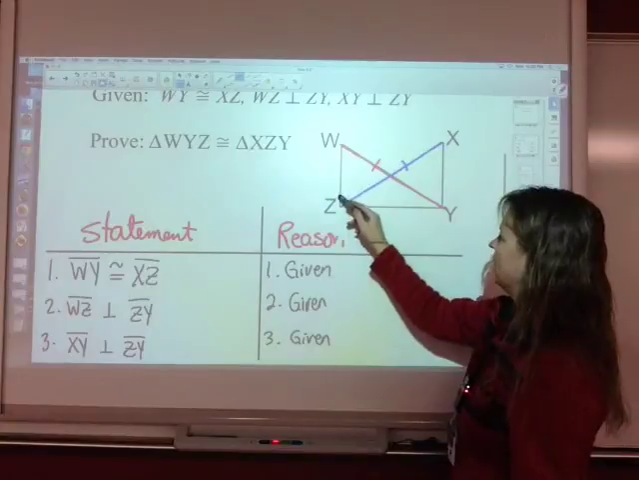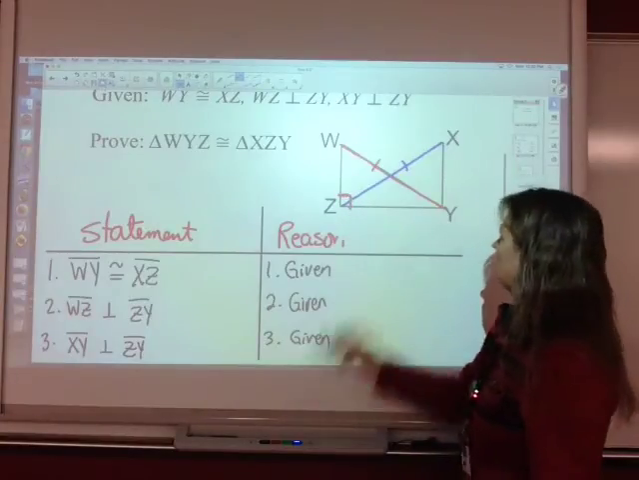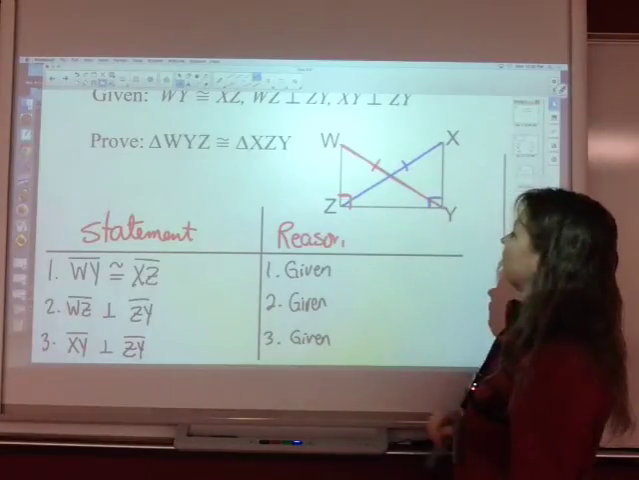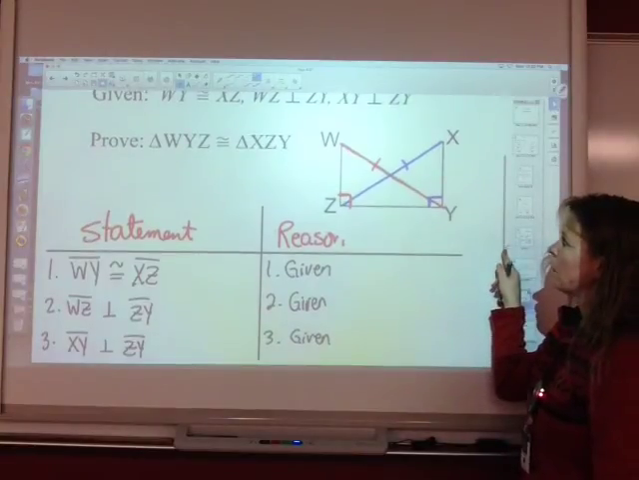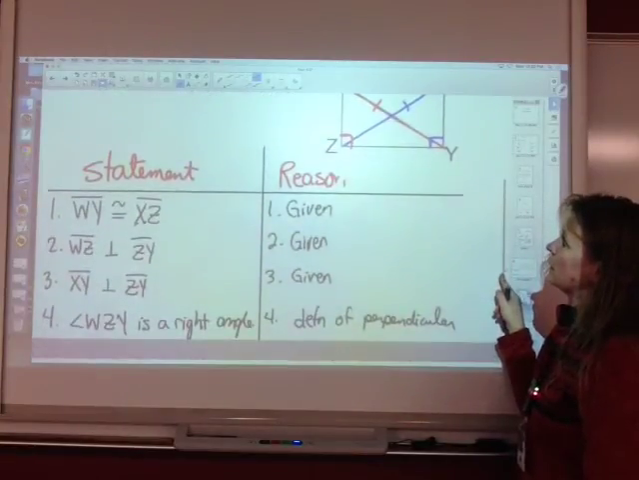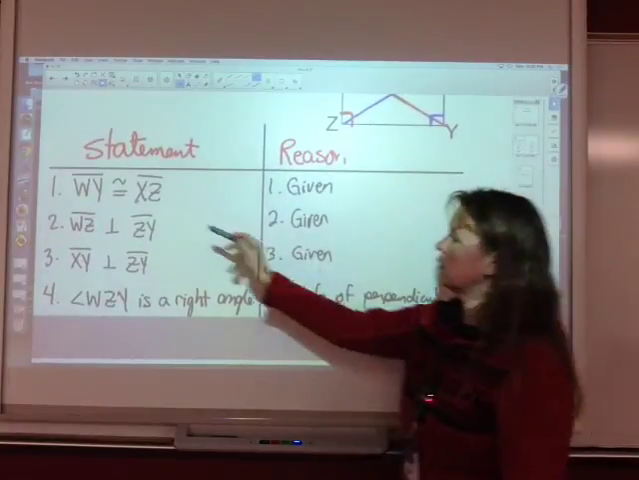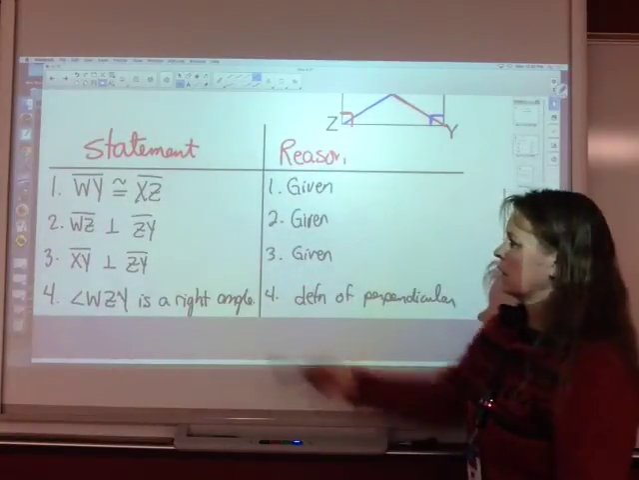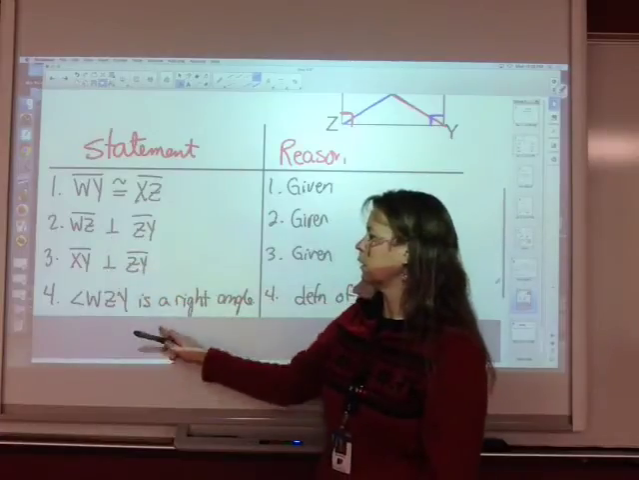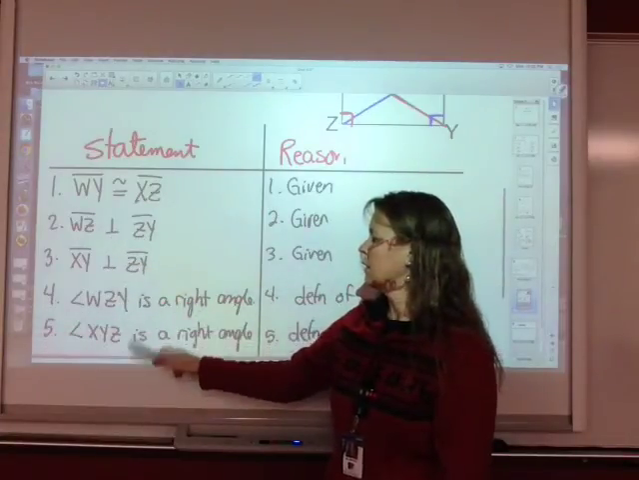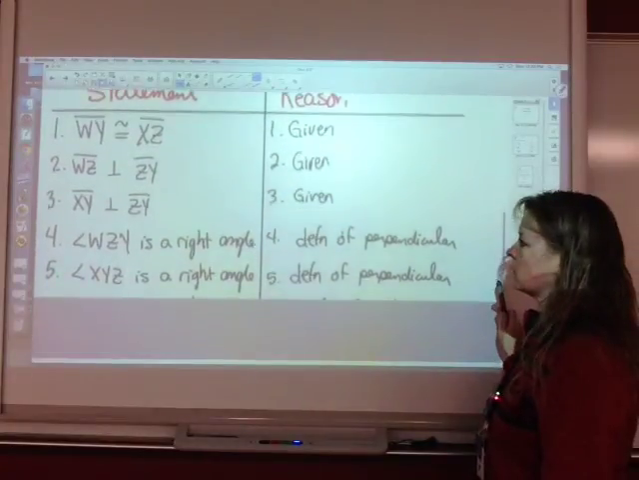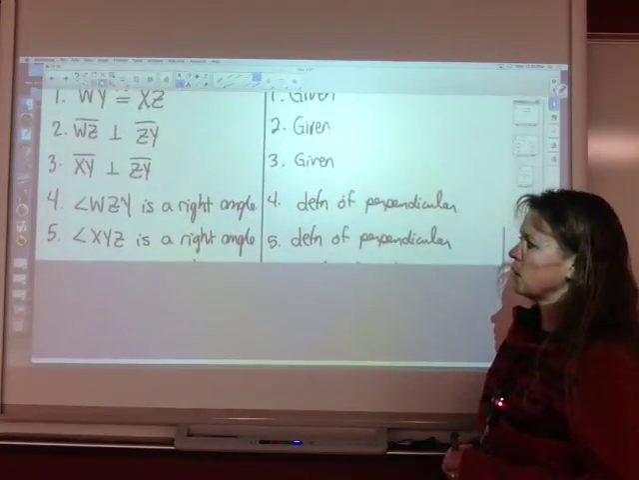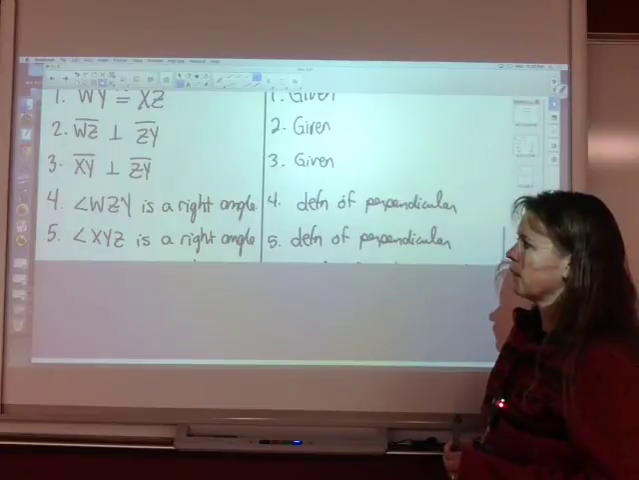Now we know that this angle is a right angle as well as this angle over here on this triangle. If you want to draw 2 separate triangles, go for it. We have a side. We don't have any congruent angles yet. So far we only have a congruent side. But we have 2 definitions of perpendicular. If that's a right angle, so is that. 2 definitions of perpendiculars. Angle WZY, angle XYZ.